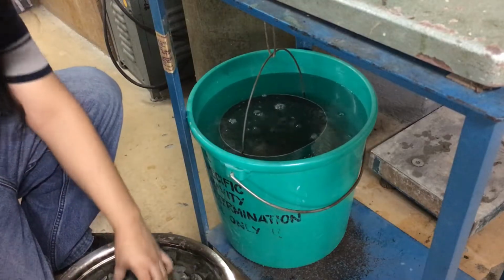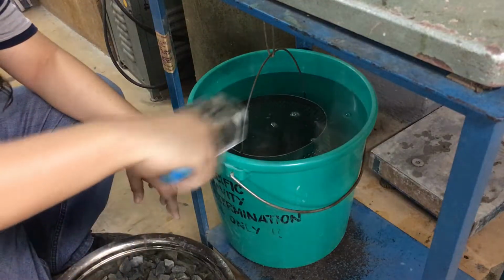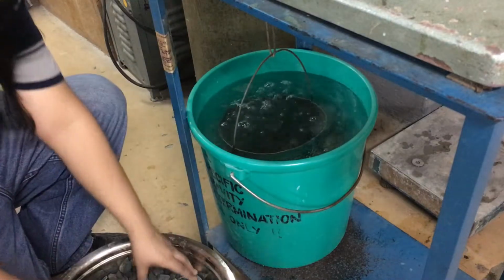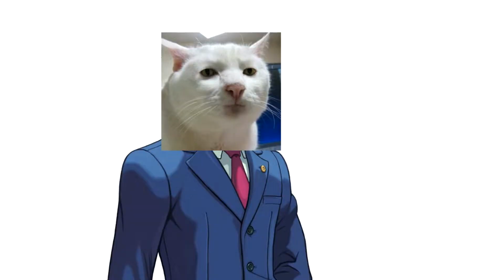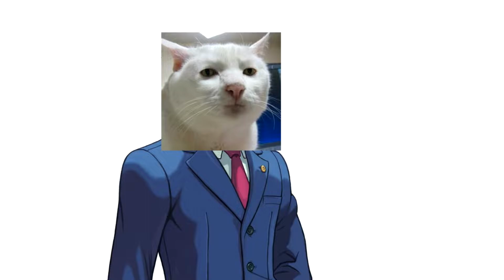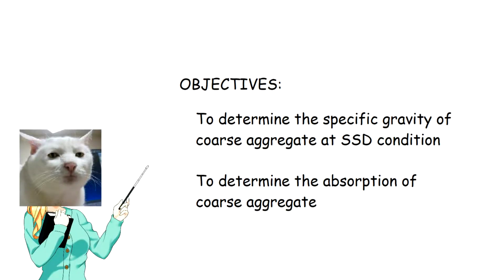In this test, we're using the principle of buoyancy in evaluating the specific gravity of coarse aggregate. We can also determine the percent of water absorption of aggregate in this test. Absorption is the capacity of aggregate to absorb water into its permeable pores. Absorption values of aggregates are used to adjust the proportioning of materials in concrete mix. Therefore, the objective of this activity is to determine the specific gravity of coarse aggregate and its absorption.